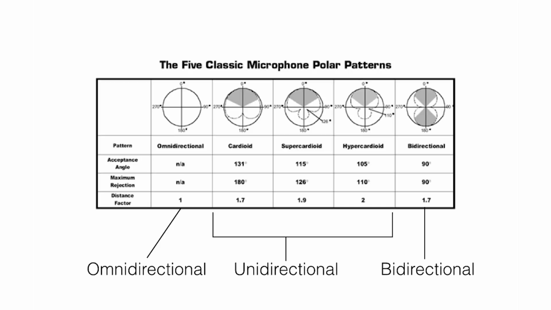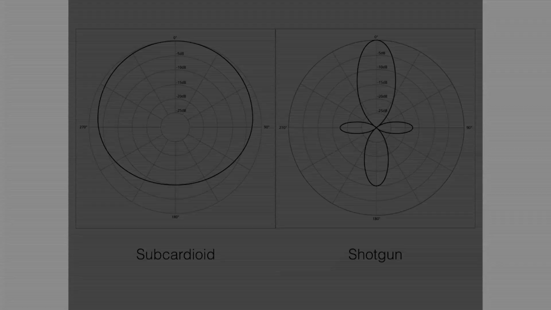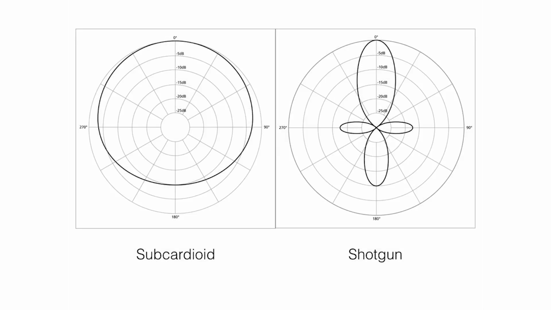In general, omnidirectional polar pattern mics are the ones that can receive sound from any direction of its central axis. Unidirectional, the ones that can receive sound better from a specific direction, and bidirectional, the ones that can receive equally from its front and back. Other not so common and more specific polar patterns are subcardioid and shotgun.